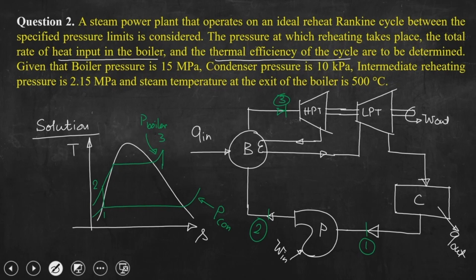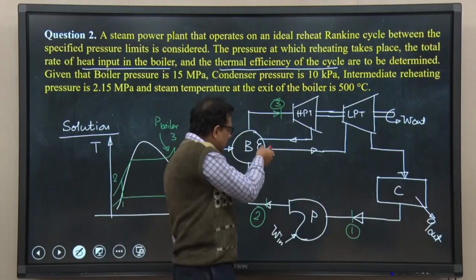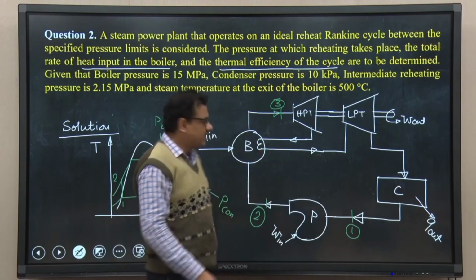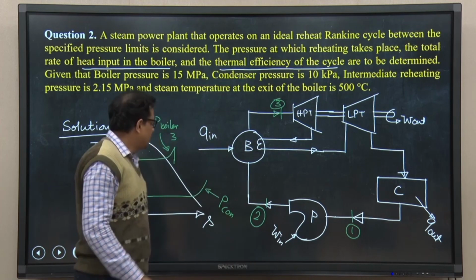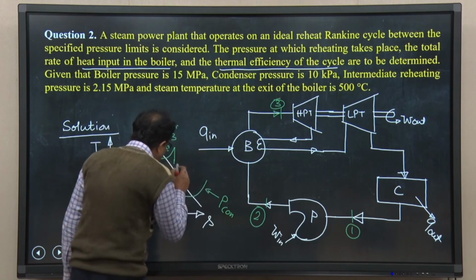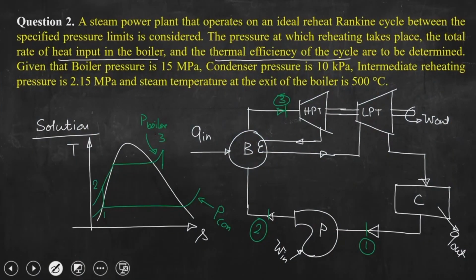After doing some work, steam is taken back to the boiler and it is allowed to pass through this heating coil, wherein again upon receiving heat it is heated up to the temperature of the initial superheat, and then finally it is, so this is 3 to 4, 4 to 5 and 6. So, this is the TS diagram.